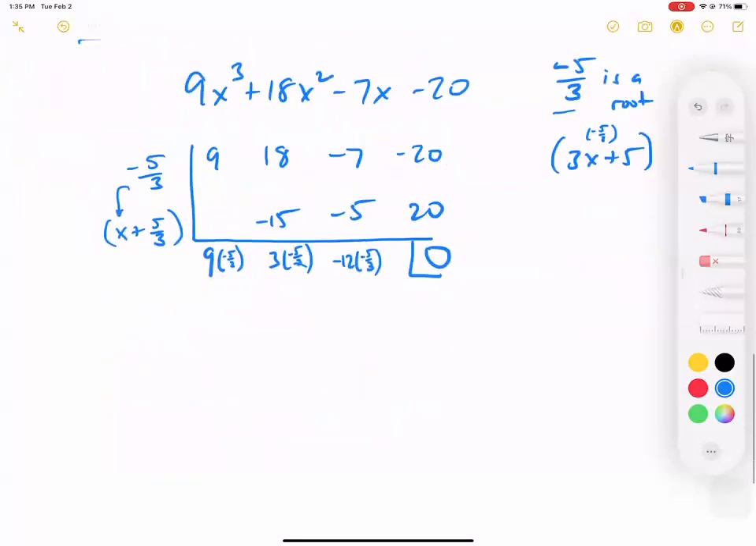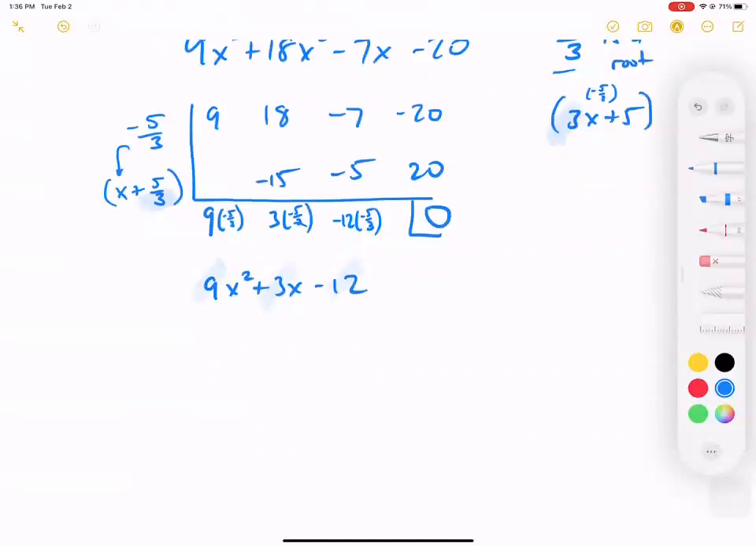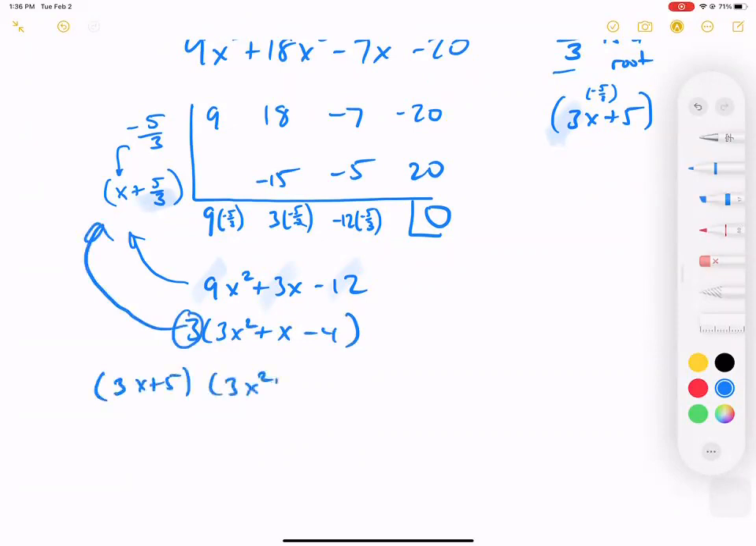What do I do with this? This is going to be 9x squared plus 3x minus 12. I want you to notice something right now. We need a 3. Didn't we say we need a 3? Can you steal a 3 from these numbers? So here is actually the main trick. Once you're done with synthetic division, take out any common values that you know I could use to fix this first term. So we know this is going to be 3x squared plus x minus 4 because I took out the 3. And where does the 3 go? 3 goes over here. So we end up with actually 3x plus 5 and 3x squared plus x minus 4.